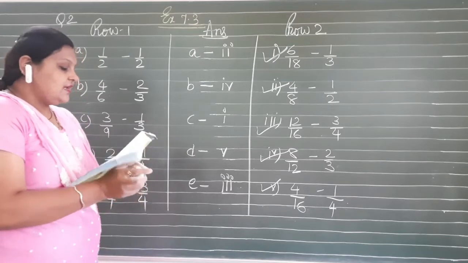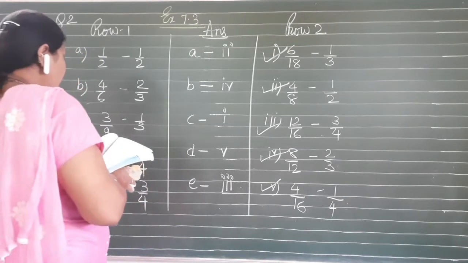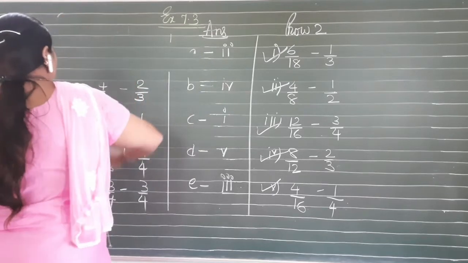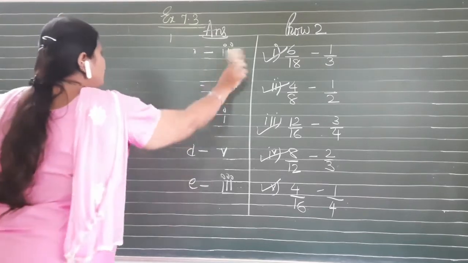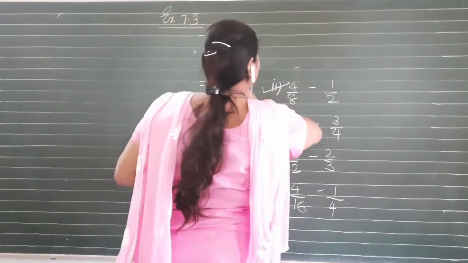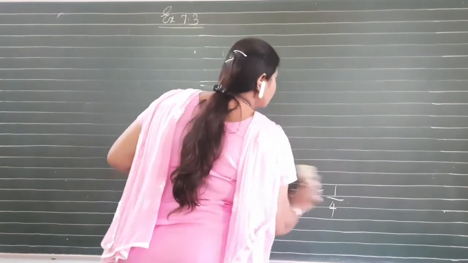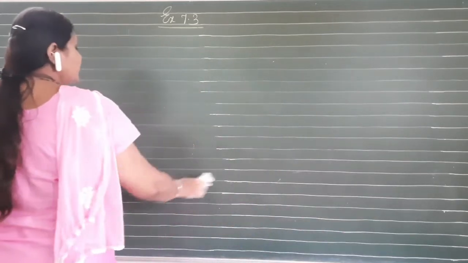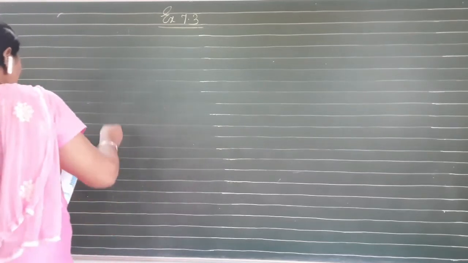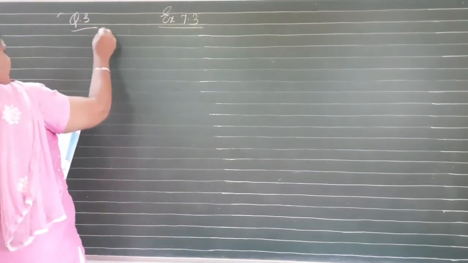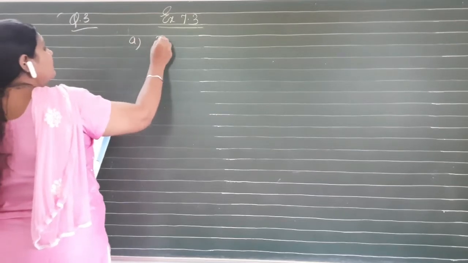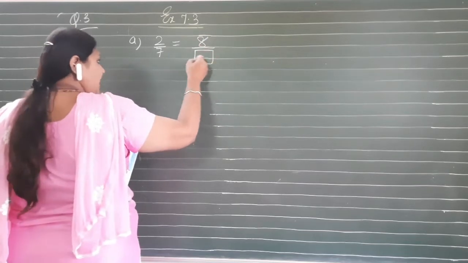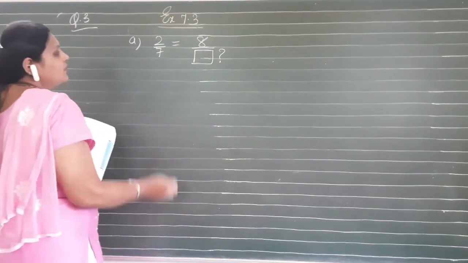Now let us see question number 3. Replace the square in each of the following by the correct number. Here we have to insert a missing number in such a way that the given number should be correct, either as a numerator or as a denominator. So first, here you are given 2 upon 7 equals 8 upon square. Here you need to find out the number.